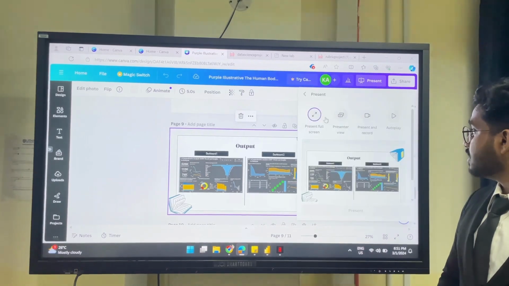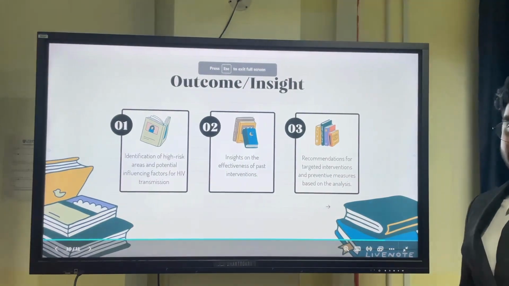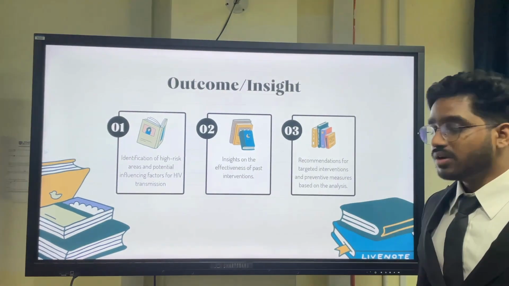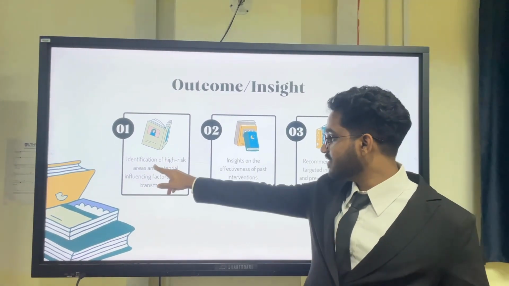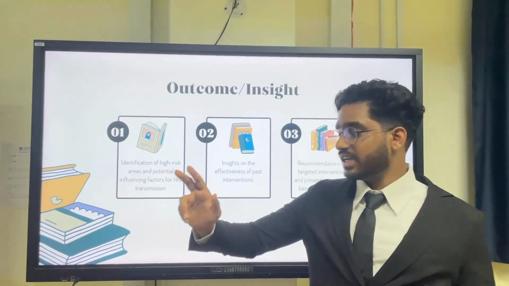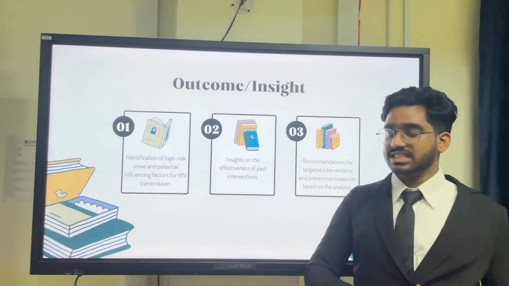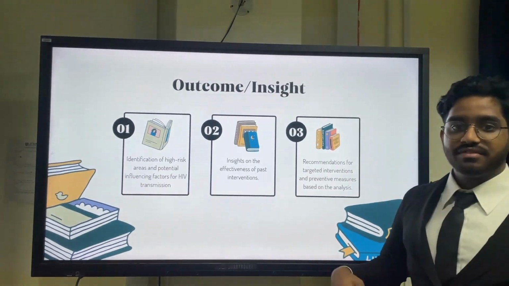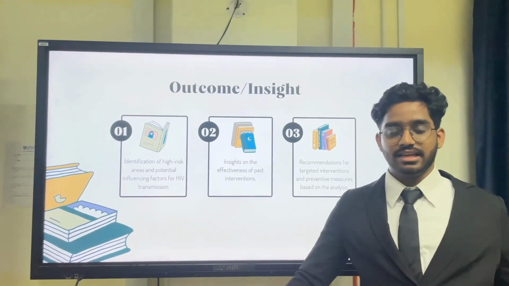So next I will talk about the outcome and insights of this project. What we derived from this project: we derived high risk areas and potential influencing factors for HIV cases. The next is we discussed the effectiveness of past interventions. And the third is we have recommendations for targeted interventions. So thank you from us.